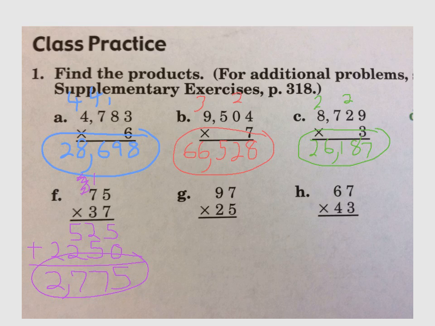5 times 7 is 35, so I'll put a 5 here, carry my 3. 5 times 9 is 45, plus 3 more would be 48.